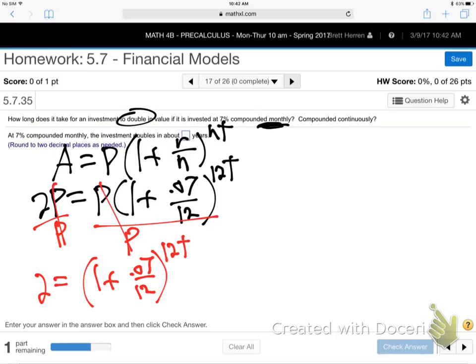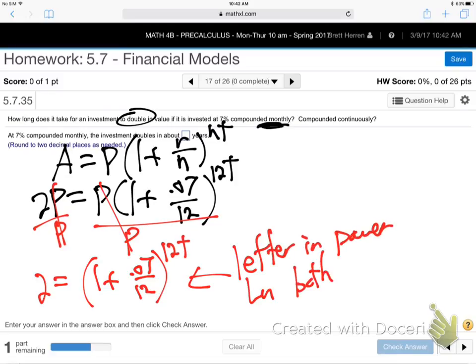All right, anyway, I've got to solve that for t now. How am I going to solve for t? ln both sides. Here it is, right? When the letter is in the power, you ln both sides. That's the deal. That's different than the last problem. We just had a 20, a number in the power, so I just raised both sides to the 1 over 20 power. But when there's a letter in the power, you have to ln both sides.